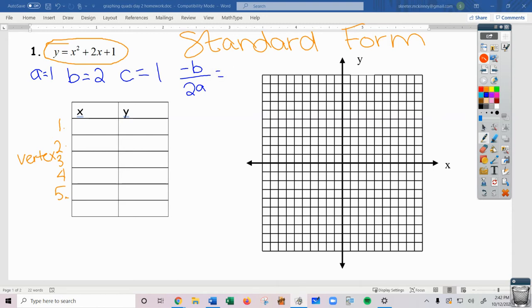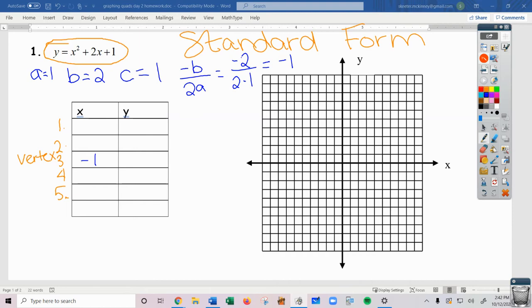Now we need to plug this into negative b over 2a to find that x value of our vertex. So if we plug this in, we're going to say negative 2 over 2 times 1. And what number does that give us? This gives us negative 1, right? Negative 2 divided by 2 is negative 1. That is the x value of our vertex. So that is the number we are going to put in our x column.